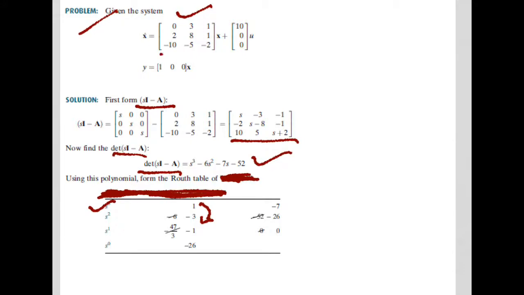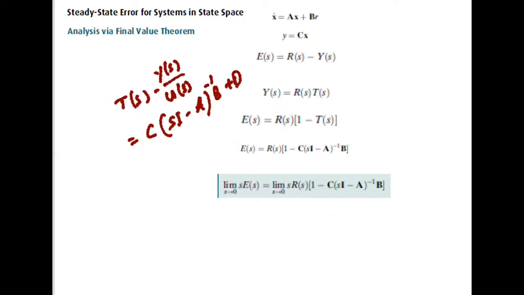We simply take this A and calculate sI minus A, find the determinant of sI minus A, and then we find the stability. Now we come to the steady state error for the system in the state space. We evaluate the steady state error for systems which are modeled as a transfer function.